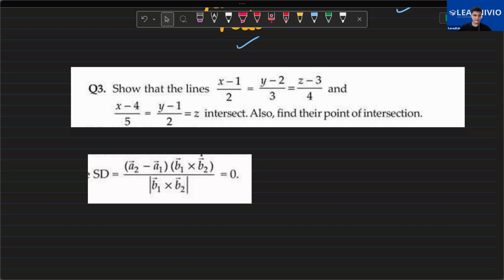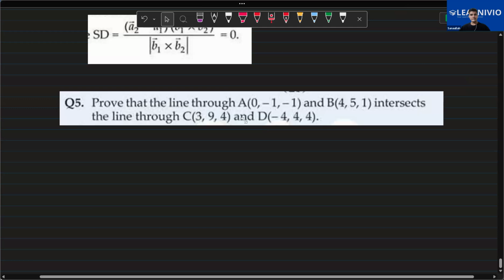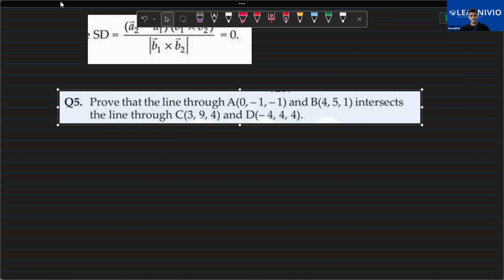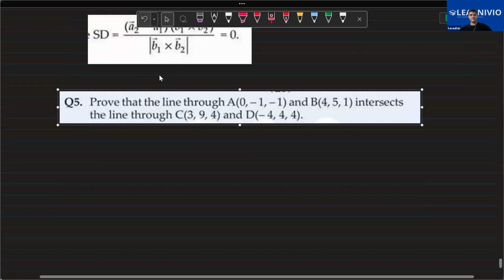ओके, आई थिंक यू शुड ट्राई दिस वन. आप ये क्वेश्चन ट्राई कीजिए. Prove that the line through this intersects the line through C and D. इसमें इंटरसेक्ट बोले तो इसमें आप इस मेथड से जा सकते हो, स्टैंडर्ड शॉर्टेस्ट डिस्टेंस आपका जीरो होगा, इस मेथड से आप जा सकते हो.